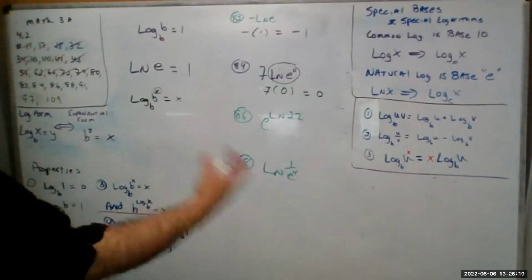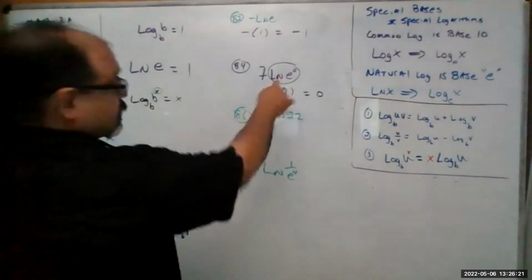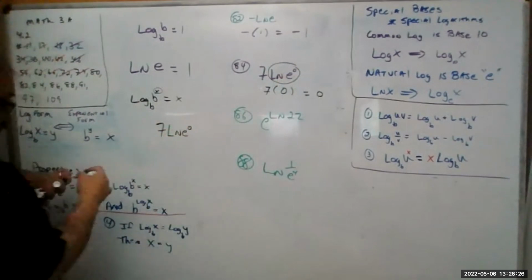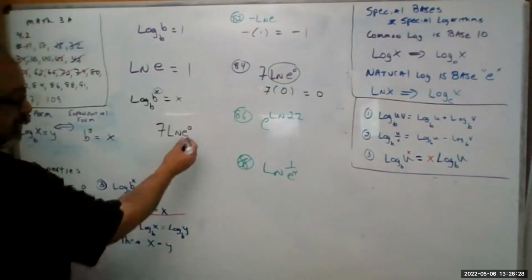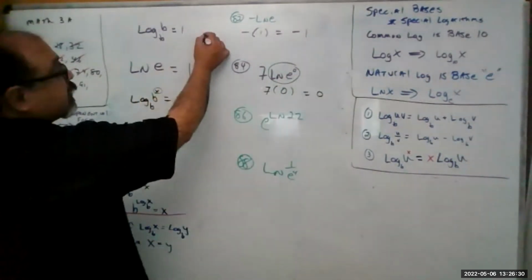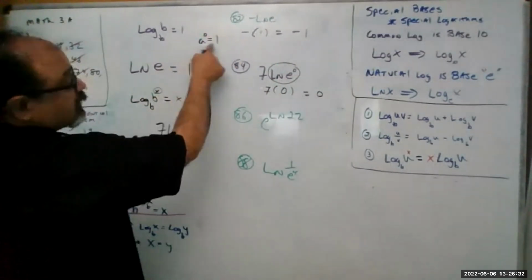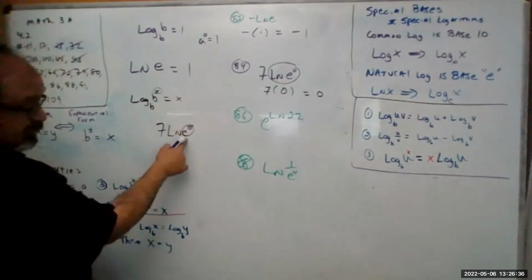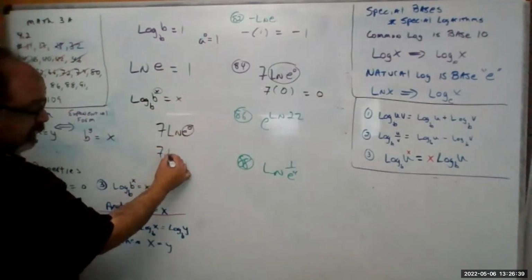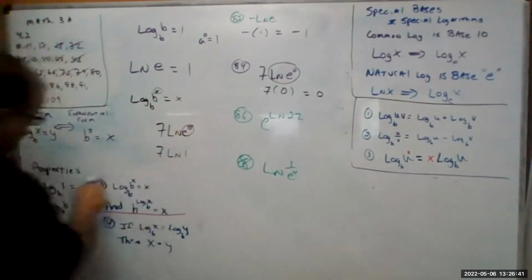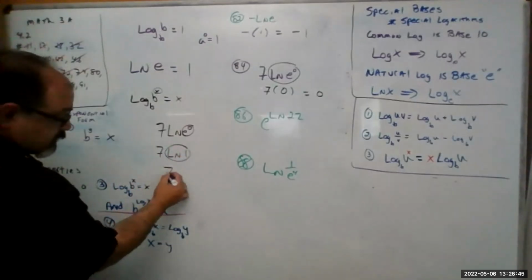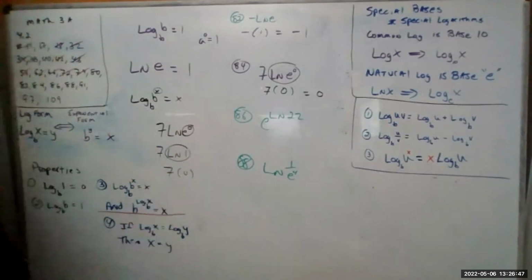And I know I was probably speaking too quickly. 7 natural log of e to the 0. Everything to the 0 power is always 1. So this right here, that's a 1. So this would be 7 times the natural log of a 1. And then if you take the log of 1, it's a 0. This is 7 times 0. So you get 0 either way. That's 84.